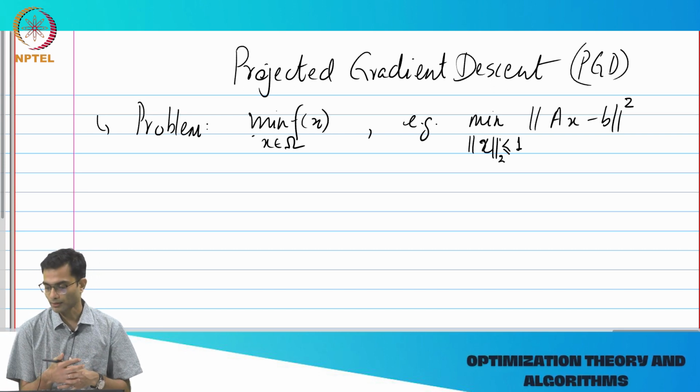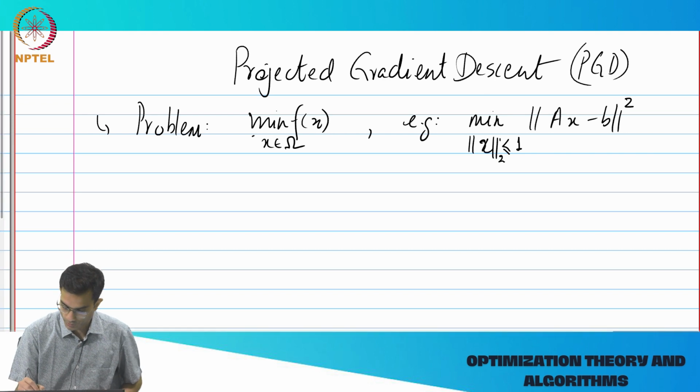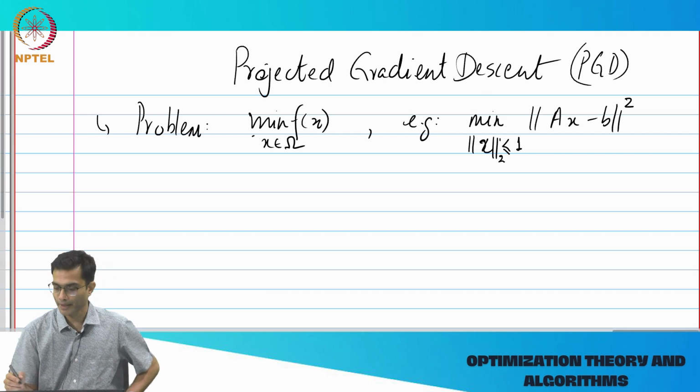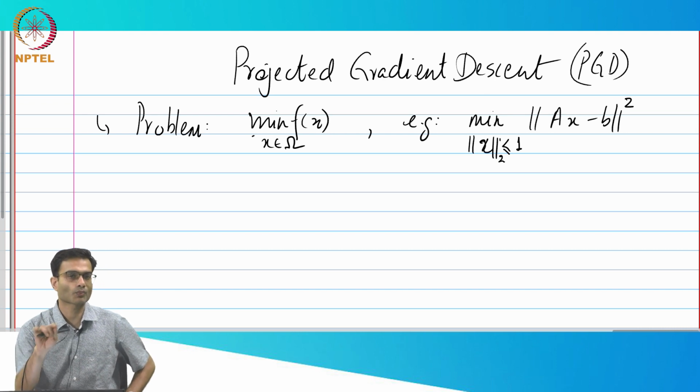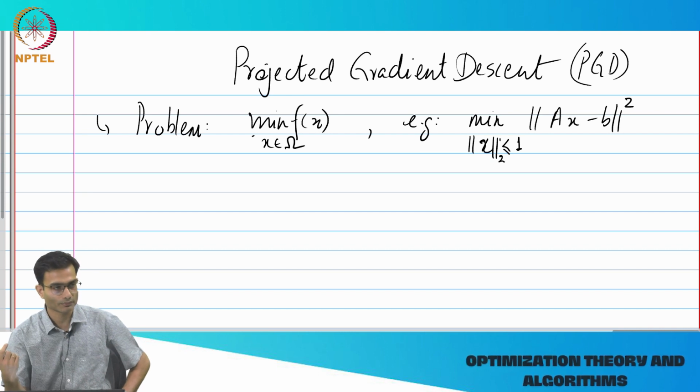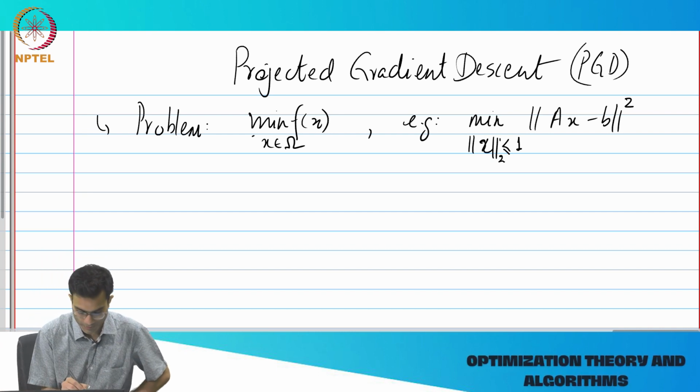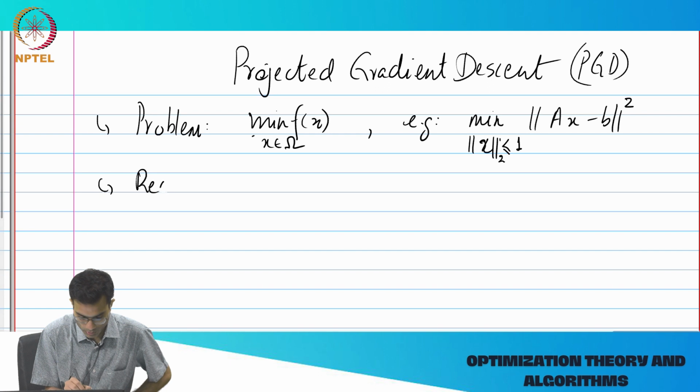So that's what we're going to try to solve. Okay. So before we get into projected gradient descent, we'll quickly review gradient descent and figure out what other small modifications we need to make in order to make it work for a constrained optimization.